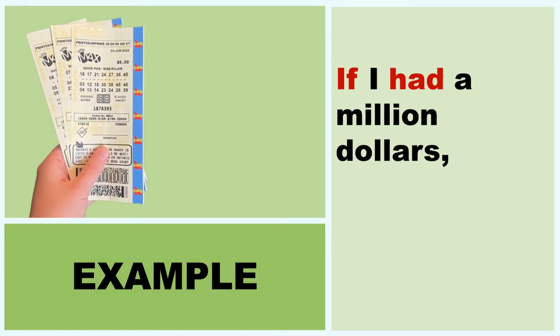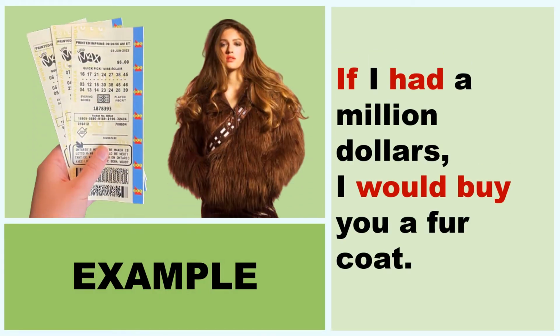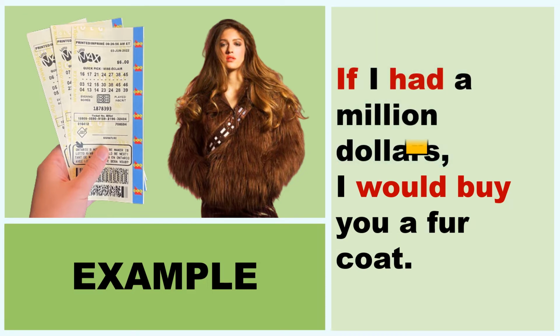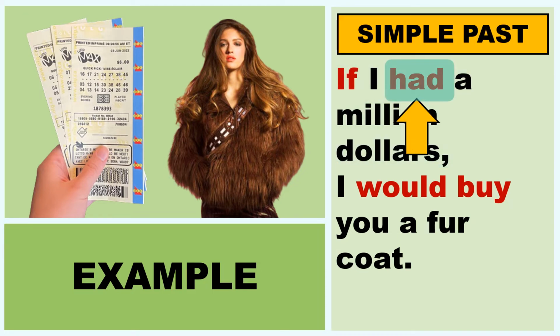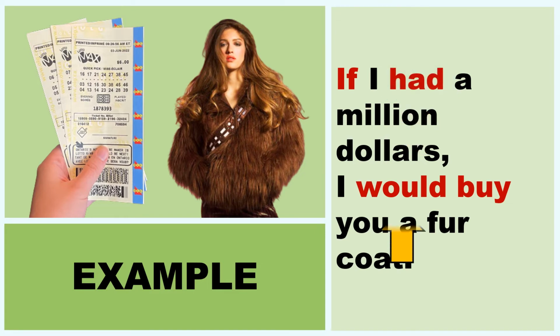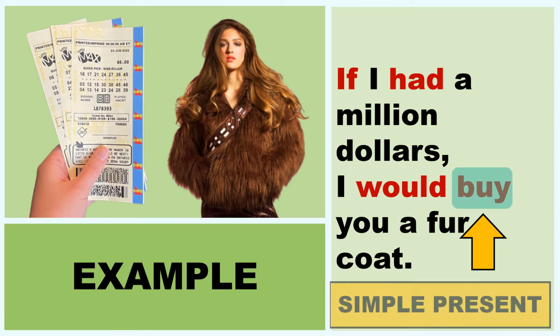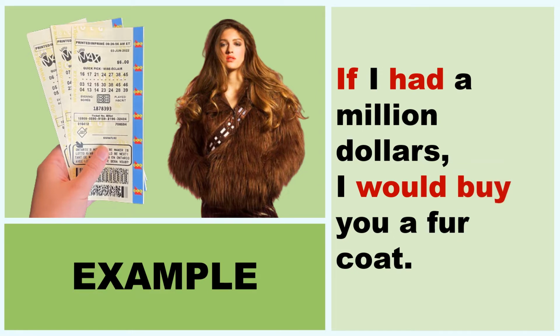Another example: if I had $1 million, I would buy you a fur coat, but not a real fur coat. That's cruel, as our good friend, the Barenaked Ladies would say. Now again, in this context, we have if, and that shows that we have a subordinate clause. Within that subordinate clause, we have a simple past tense verb, had. And in the independent clause, we have that modal, would, showing the likelihood or possibility, and the word buy in the simple present tense, indicating that if that unrealistic past event had happened, we would be doing this in the present.